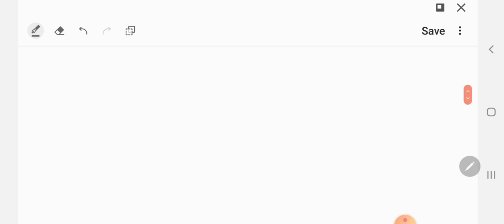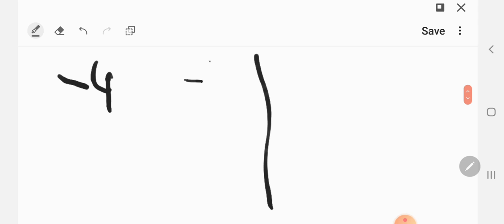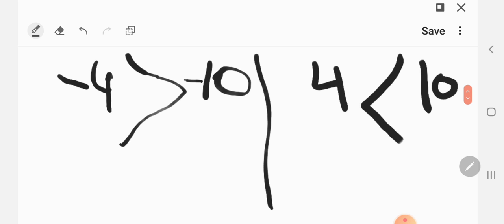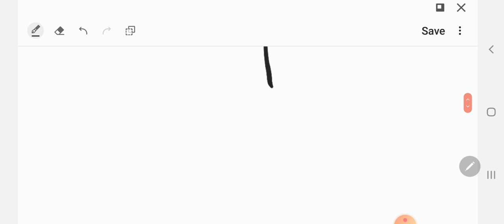Not like in the positive. If we have 2 and 3, 3 is going to be bigger than 2. But in negative numbers, -2 is greater than -3. One more time. If we have -4 and -10, and here 4 and 10. Which one is bigger in the first? -4 is greater than -10. 4 and 10, which one is bigger? That's right, 10 is bigger than 4.